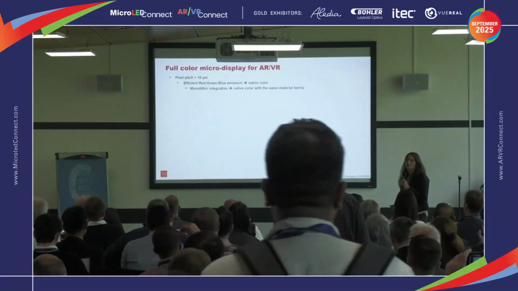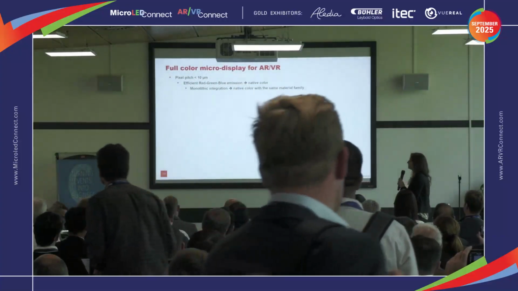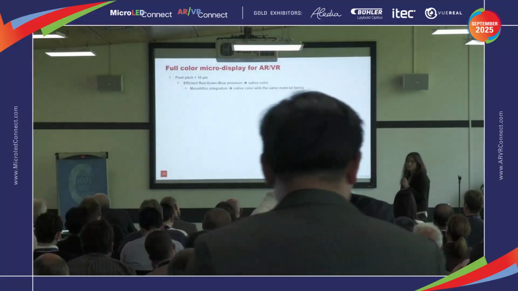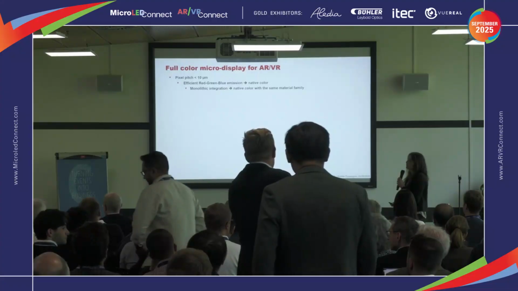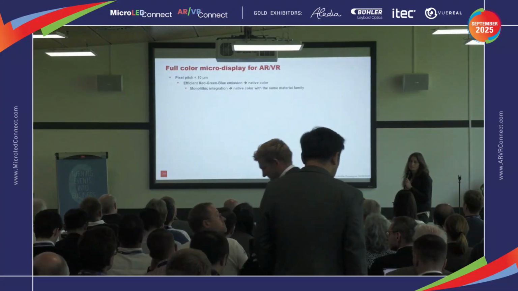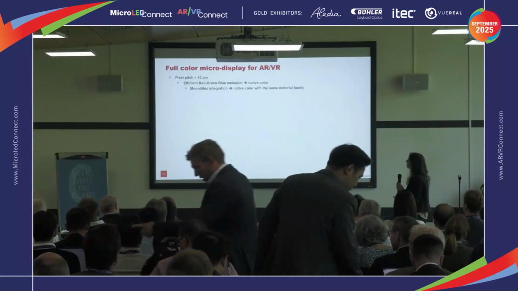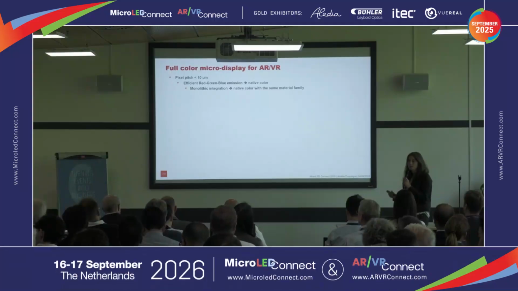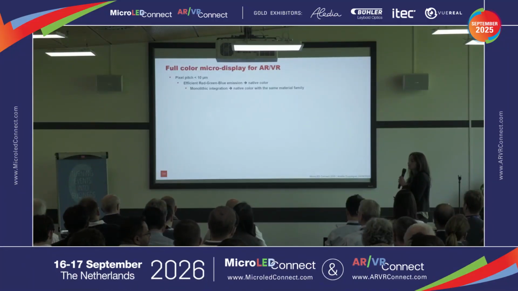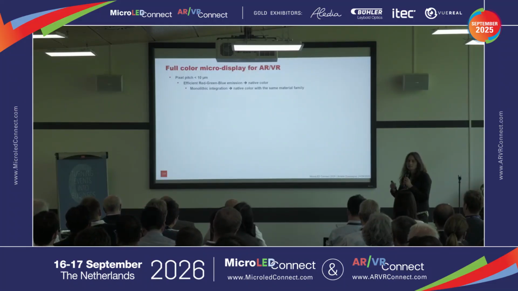So for augmented and virtual reality applications, we need full color microdisplays with a pixel pitch below 10 micrometers. And for that, we need efficient red, green, and blue micro LEDs. The best would be to get them in a monolithic integration, so we need native color for the efficiency. And for the monolithic integration, we have to use the same material family.